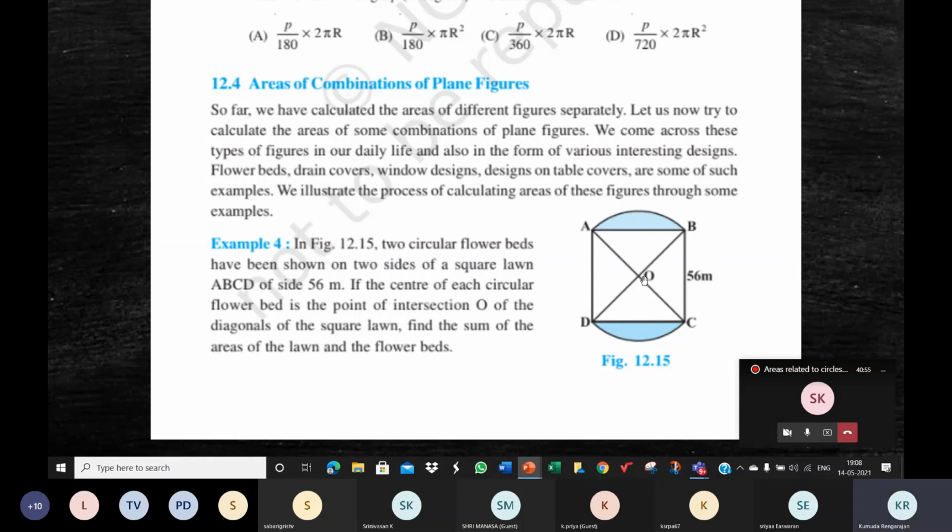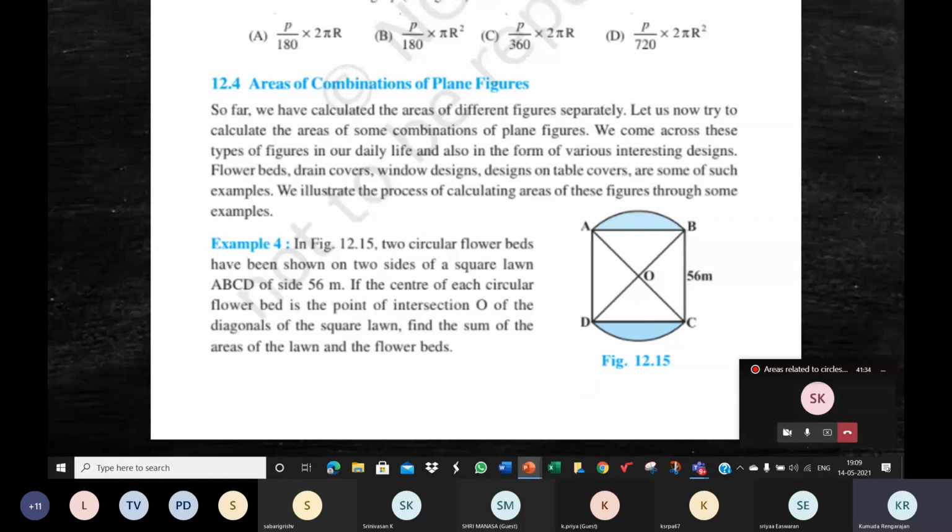So find the area of the quadrant or sector using 90 by 360 into pi r square. Subtract the area of the triangle. Area of the triangle is half base into height. Subtract it to get the area of this blue region. And whatever you get here is the same here also. So supposing you get 50 here, this is also 50. So the total area of the flower beds will be 100. Then area of the square is easy, no? Side into side, 56 into 56.